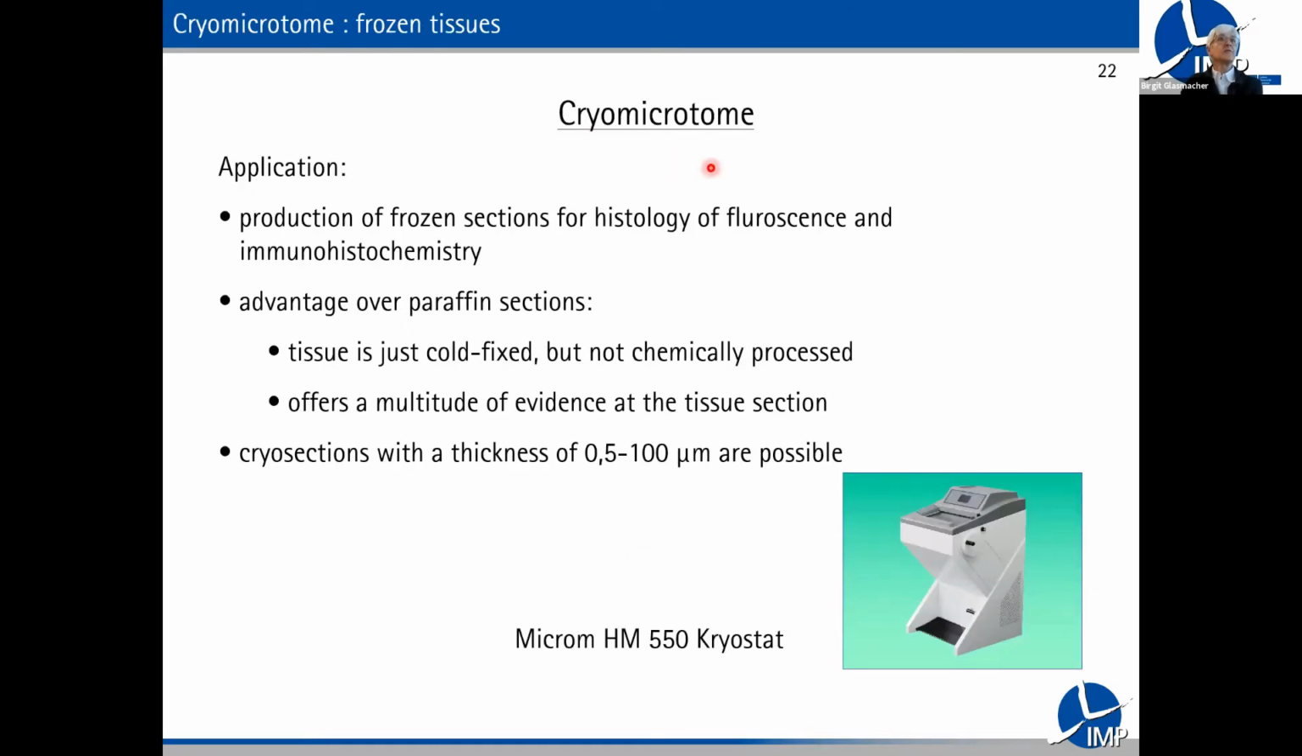So the cryomicrotome is quite nice in that we are able to freeze sections very thin. Here you see a thickness of 0.5 to 100 microns, very thin slices of the frozen tissues, and then we can do a lot of investigations, and we do not have to do the paraffin section.